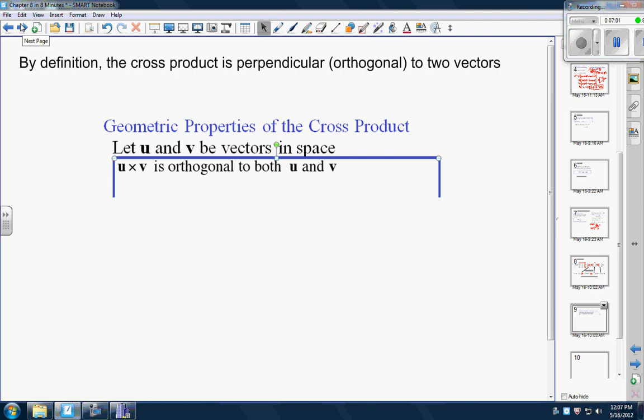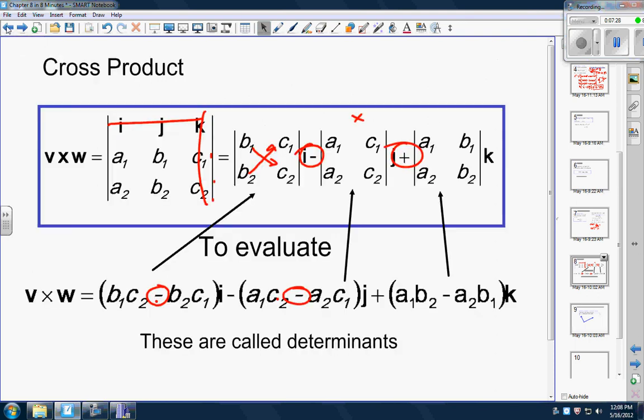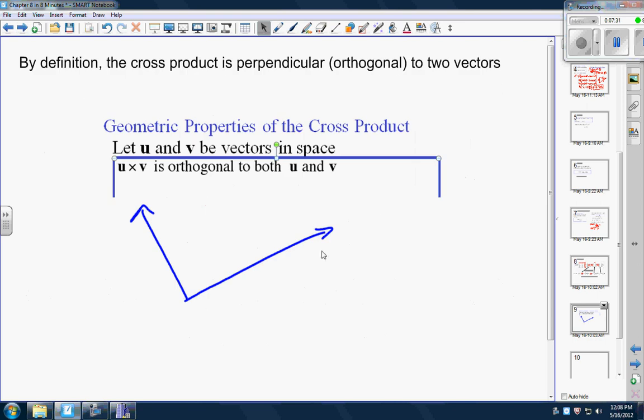By definition, cross products are perpendicular, which is another word for orthogonal, to two vectors. So if you have a vector in space here, you have another vector in space here, and you found the cross product of those, by definition, the cross product would be perpendicular to these, orthogonal, so basically coming out of the screen at you. Okay, so u cross v is orthogonal to u and v. So I may not say find the cross product of two vectors. I may give you two vectors and say find the vector orthogonal to them, so you should know by definition that is a cross product.